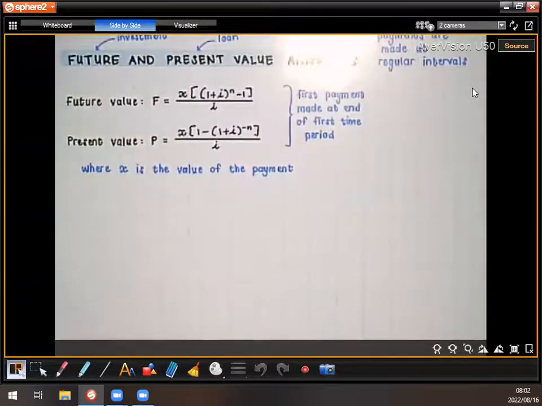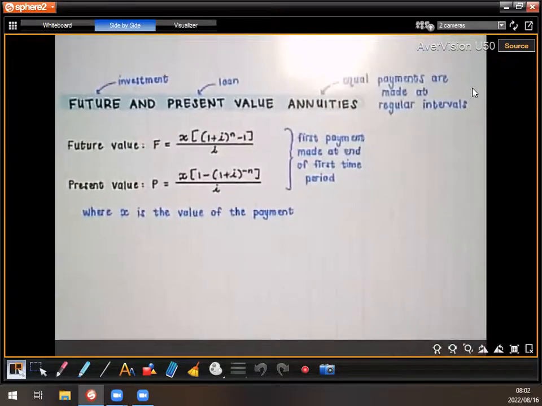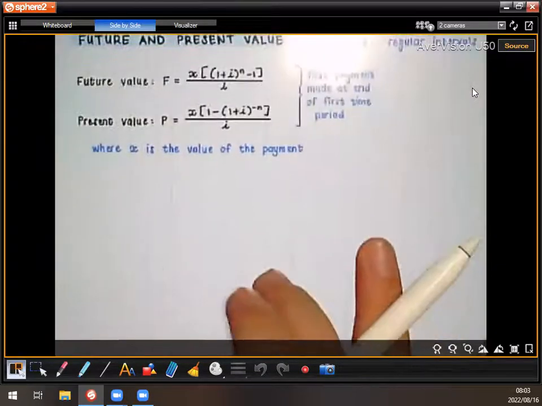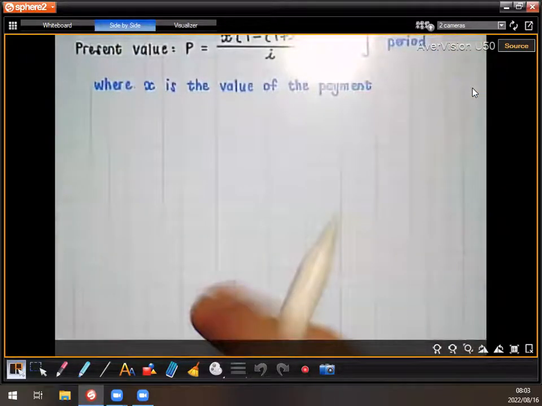All right, guys, so like I said yesterday, an annuity is either an investment or loan where equal payments are made at the interval. So, yeah. Now, guys, there is a proof for these two formulas. You don't have to know them, so you can look at them in the textbook if you want, but yeah, you really don't have to. Okay, we're just going to jump straight into some examples.